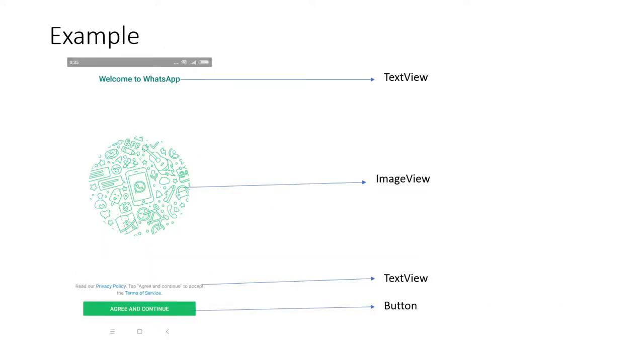Let's look at this example to better understand the various types of views. Here we have a screen capture of an application, and here it uses a text view to display this text, an image view for this image, and a button to take an action from the user. That is when the user will tap on the screen to agree and continue.